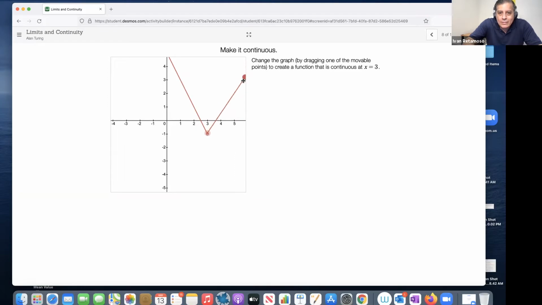But that's not the only solution, because someone else could have thought of this, for example, also acceptable. So there are going to be different solutions for this. As long as it's connected all in one piece, it should be fine. So let's see what comes next.